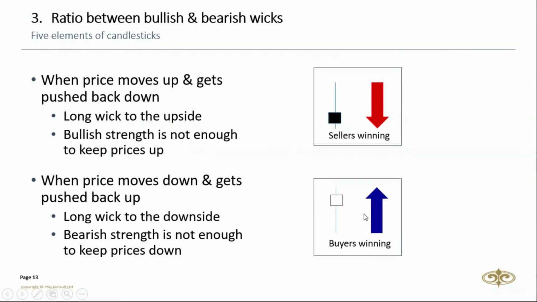In this scenario here, when the price moves down, and then the buyers come in and push the price up again, you can see both these scenarios there. The sellers are winning, and the buyers are winning. So that relationship between the bullish and bearish wicks is also important. It tells you where the buyers and the sellers are.